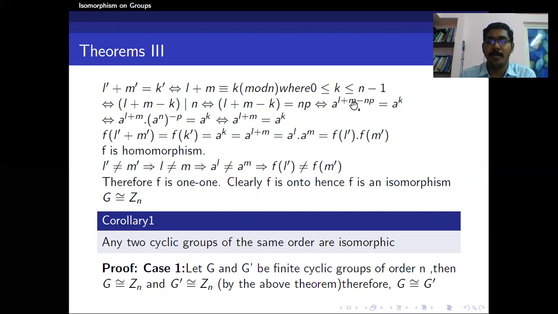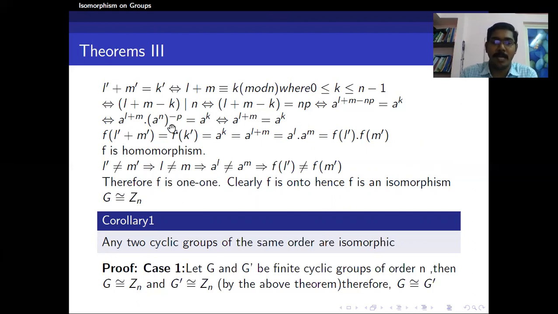Now we can write a^(l+m−np) as a^(l+m) into (a^n) whole to the power minus p, and we know that a^n is e, so a^(l+m) into e^(−p), e to the power anything is e. So a^(l+m) equals a^k if and only if a^(l+m) equals a^k.